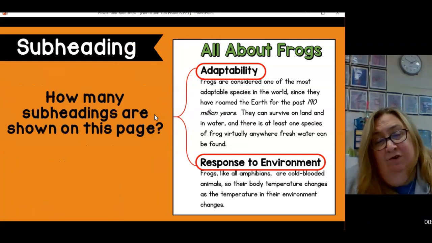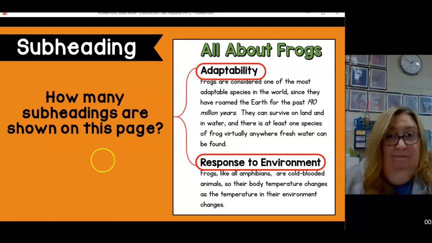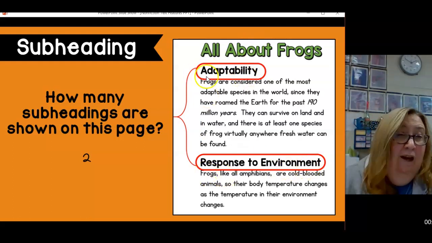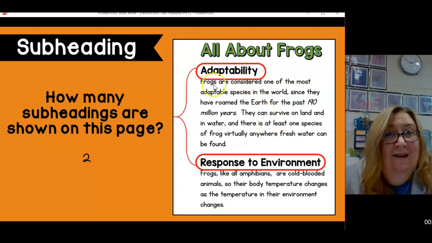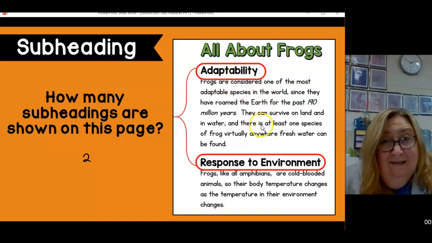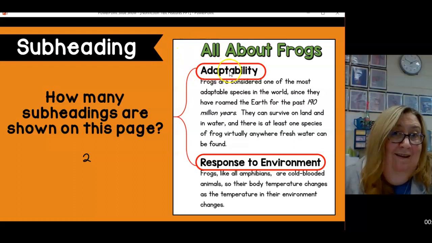So how many subheadings are shown on this page? Go answer that question. There are two, adaptability and response to environment. I can tell because this font is larger than the font in the text, but not quite as large as the font on the heading. It's also in bold, just like the heading, but not like the text. This one happens to be the same color as the text. That's not always true, but it is a different color than the heading. Again, not always true, but it's one way you can tell the difference between a heading and a subheading.